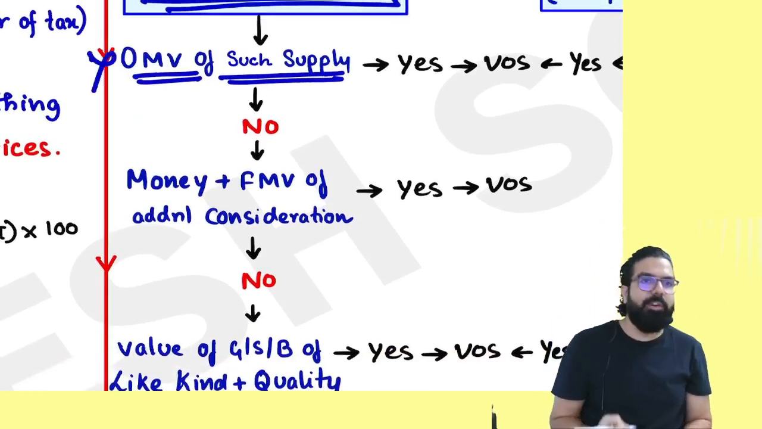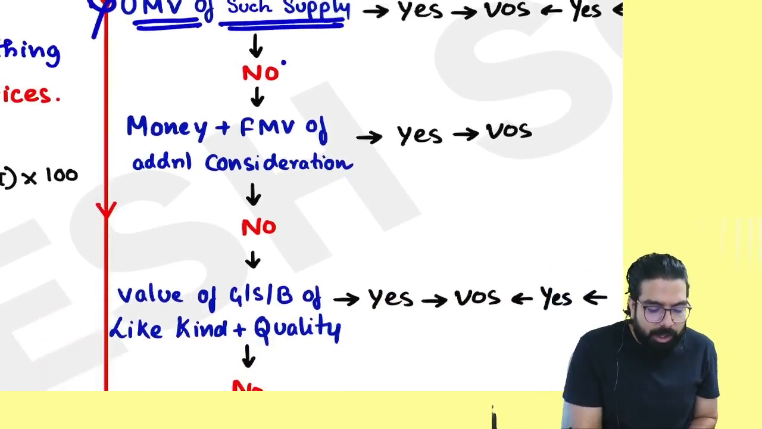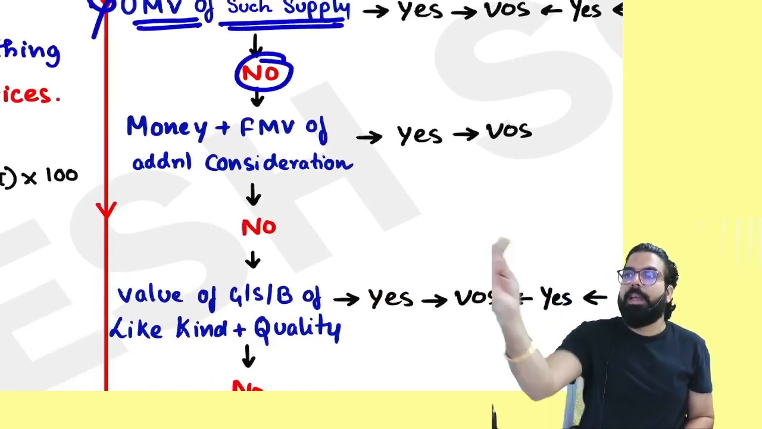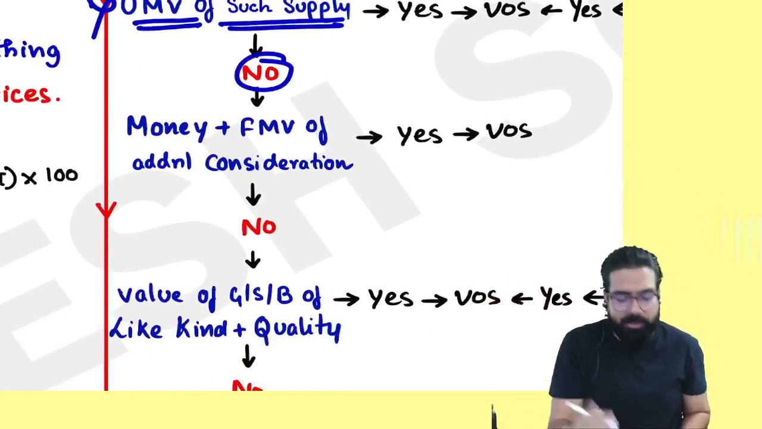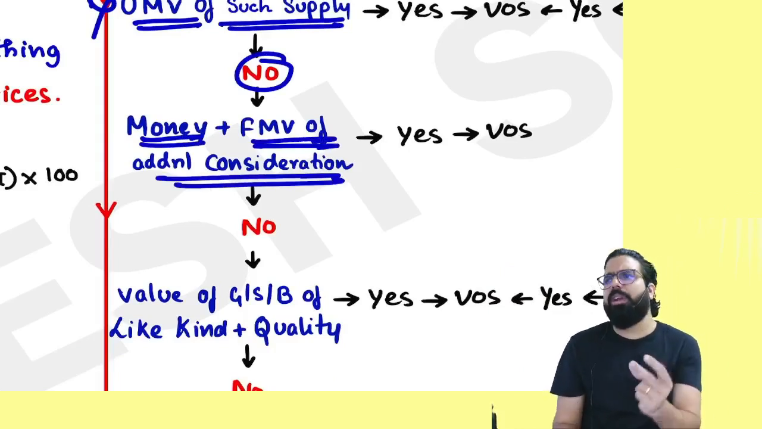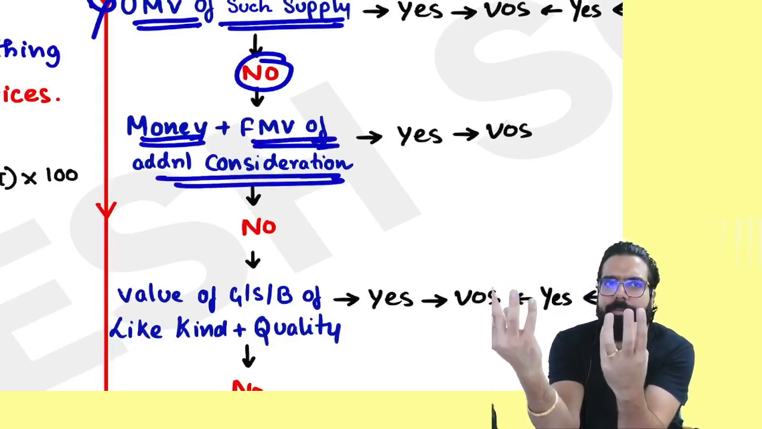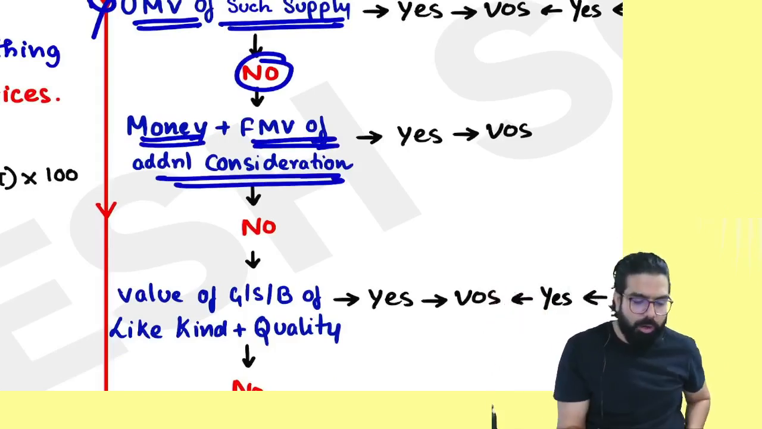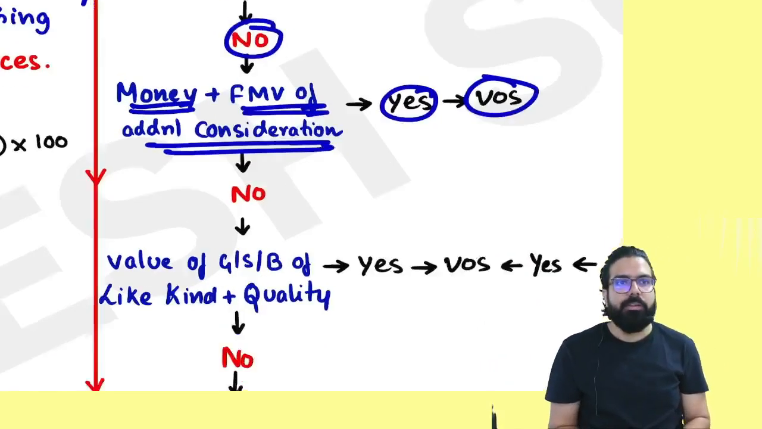Sir, open market value is not available. Always remember one thing, if open market value is not available, then whatever you gave me, 2,000 rupees, is taken plus the fair market value of the additional consideration. What is the additional consideration you gave? The gold chain. The value of that gold chain will be found out and that will become the value of supply.